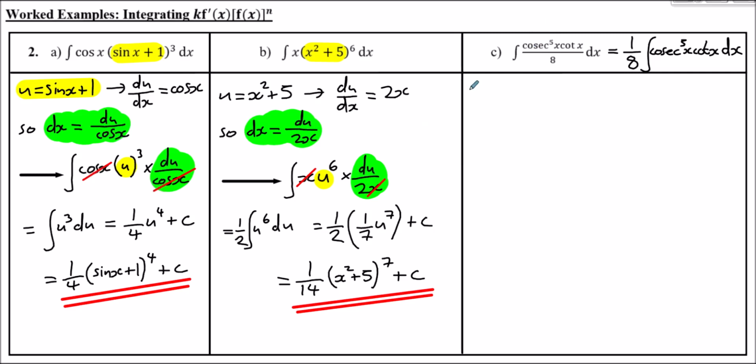So let u be cosec of x. Dig out your formula book, or hopefully just know or remember that if you differentiate cosec, if we do du by dx, that's going to give us negative cosec times cot.